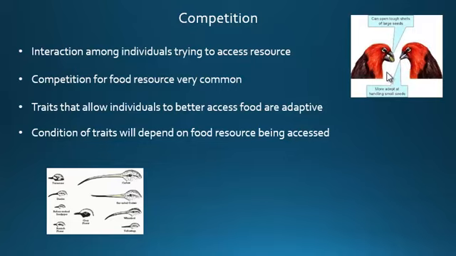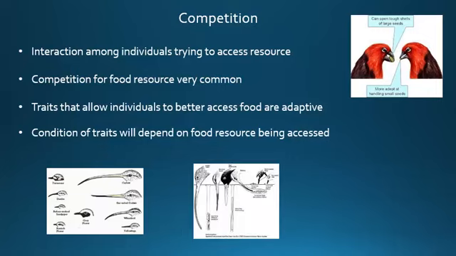And so they're more efficient on different resources, and that affects how their bill is formed. In the case of shorebirds, we see many different forms of beaks or bills, and these often can be associated with the food resources that each of these species of shorebirds is going to access.